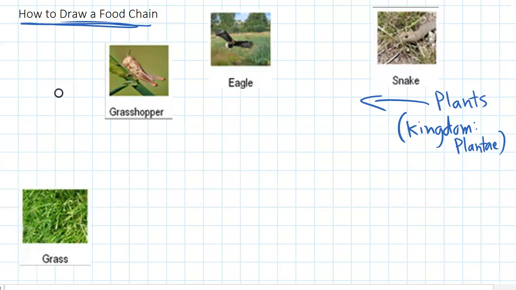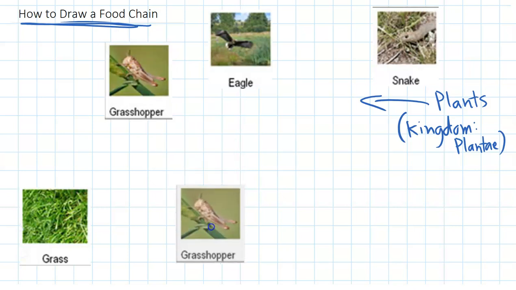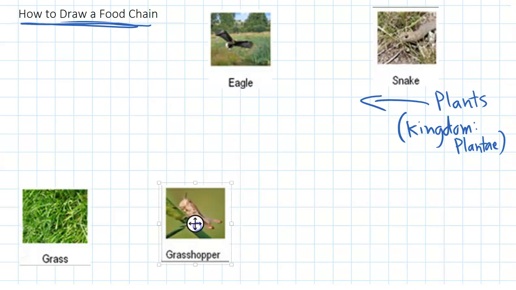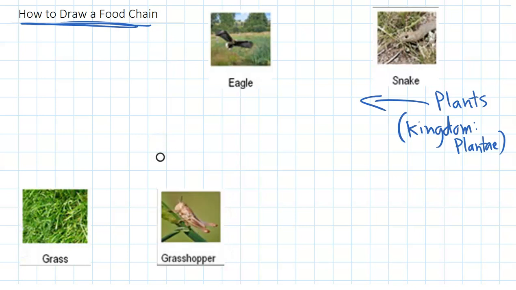Alright, and then we need to think, well, what's the next species that would eat grass in our food chain? Well, it's not eagles, and it's not snakes either, it's grasshoppers. So these are small insects that eat grass and other leaves. So we'll put that along next to grass, and then we draw an arrow going from the grass to the grasshopper, and that tells us that the grasshopper eats the grass. So the arrow points to the thing that's eating the other species.